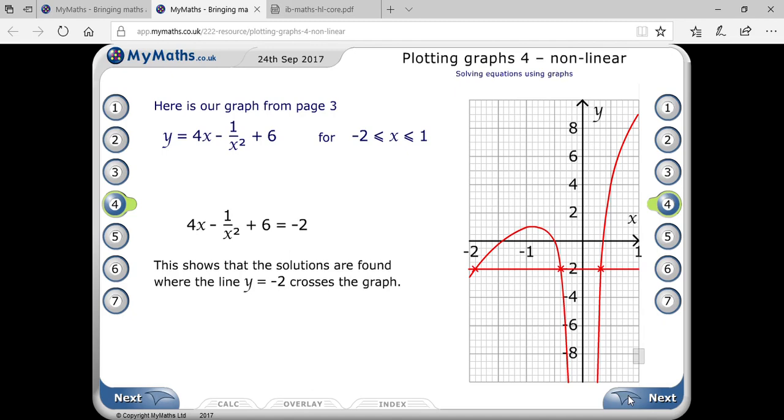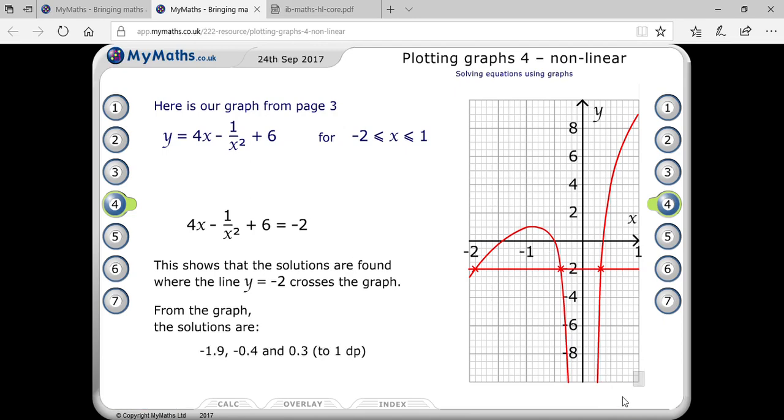So this shows that the solutions are found where the line y equals minus 2 crosses the graph. Okay. Understand? We don't have to take our solution with respect to the x-axis. Our solution will be at y equals minus 2, where the graph will cut that line. In an easy way, you can understand it like this. Firstly, draw the graph of your left hand side and y equals minus 2. And then you have to see where the graph is cutting y equals minus 2. Those points will be your solution. So I think your solution will be like minus 1.9, and it will be minus, I think, 0.4 and 0.3, okay?